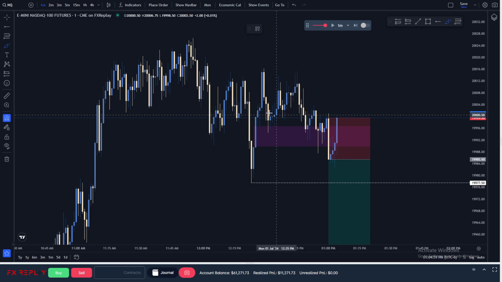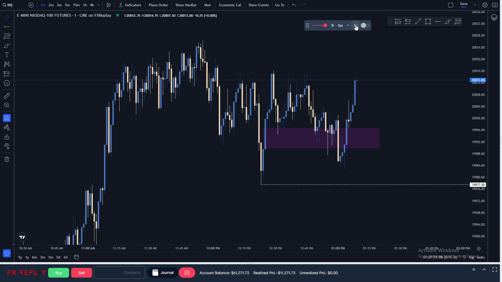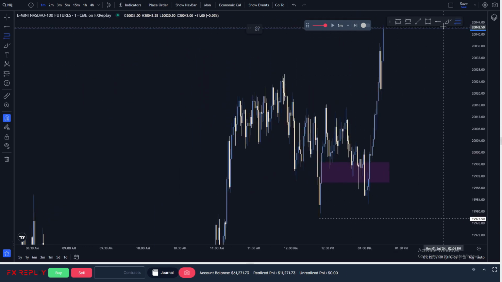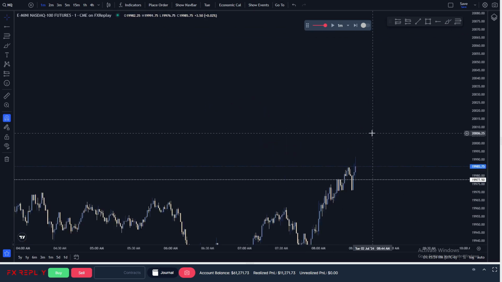But honestly, in hindsight, this is pretty choppy. So this is definitely not an A plus. That's why I probably lost. But we'll probably see another reaction to the downside. Alright, like I said, we're going to hit this. Alright, just move on. Got a small loss on the day.